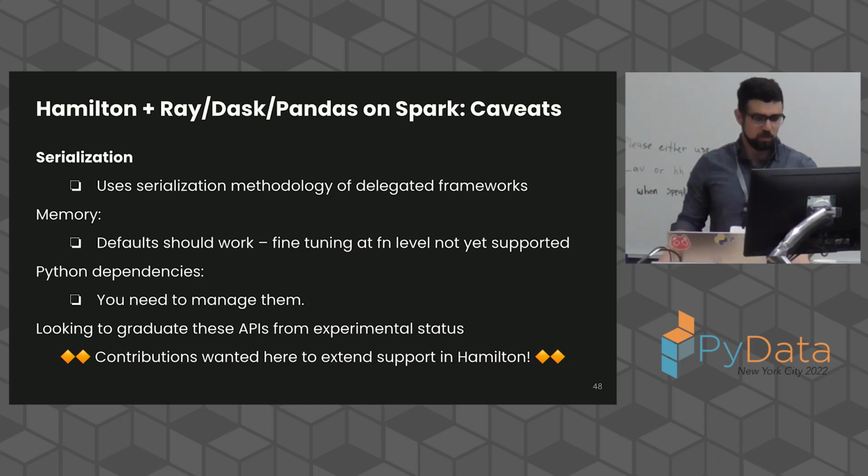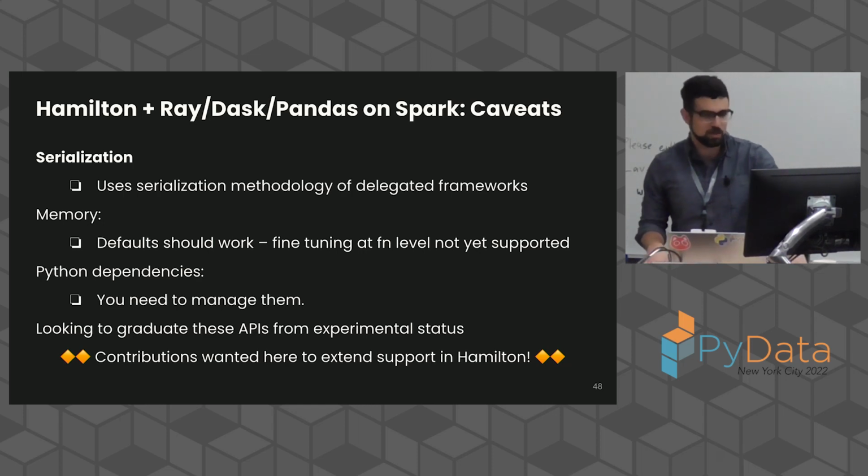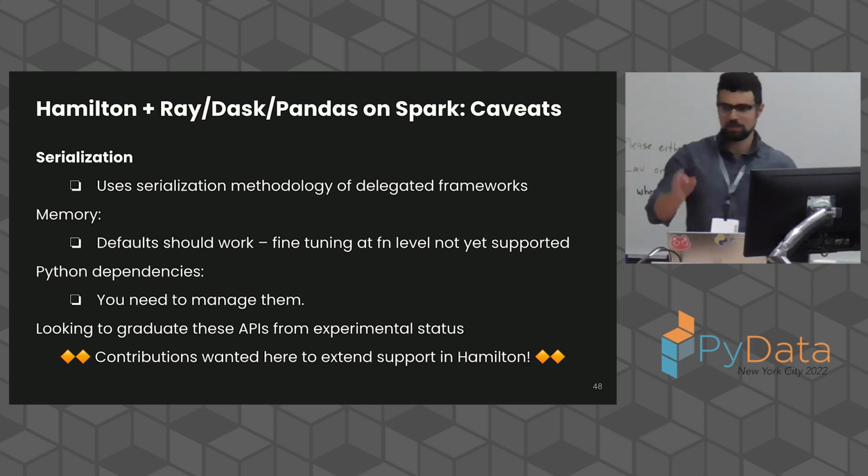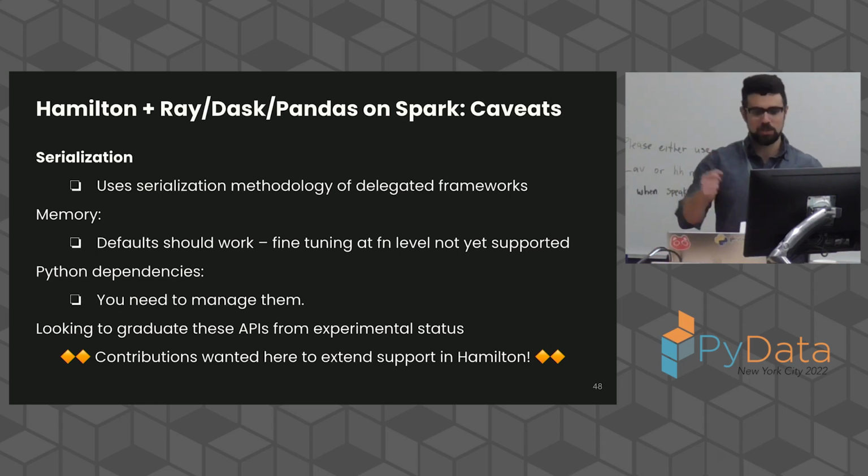That's kind of obvious. We're really looking to graduate these APIs from experimental status, so contributors are wanted to help extend support in Hamilton. If we have just the right paradigm, we want to make sure we're keeping up to date with the PyData community and best practices to scale it. So it's like talking with Jeff about Ibis and how that fits into the stack, and I think Hamilton is poised to do that, but we want contributors to help us get there.